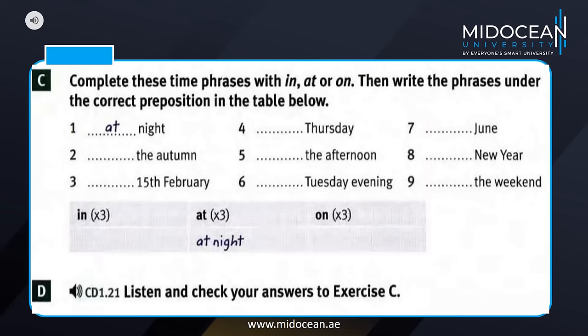So before that, we have nine items here. Like at night: night takes at. Number 2, for example, the autumn: does it take in, on, or at? So please pause the video and do this task.